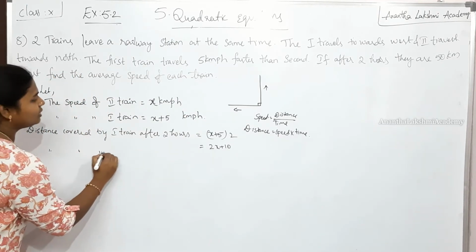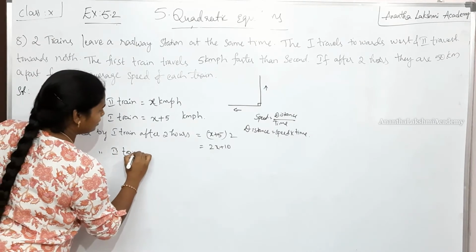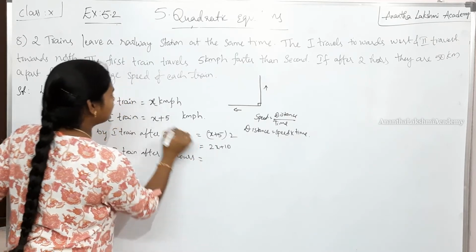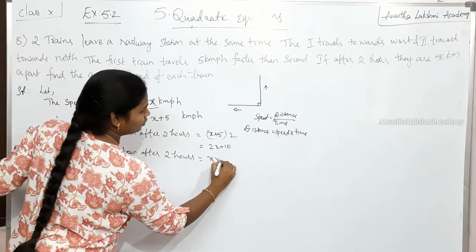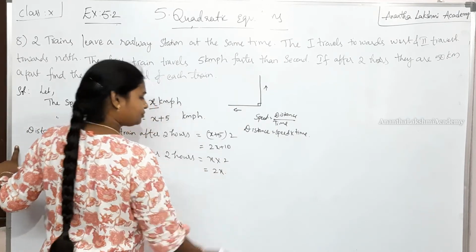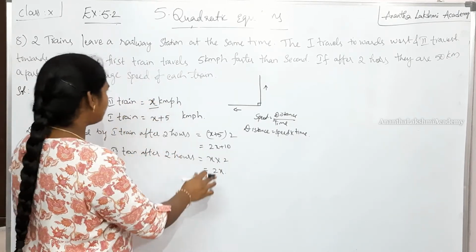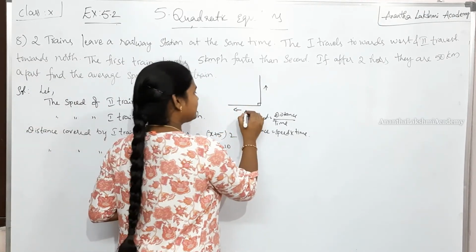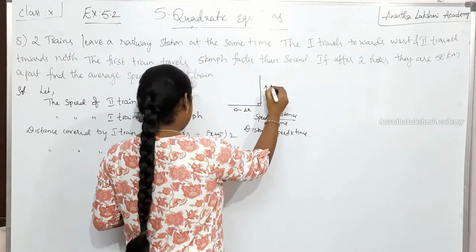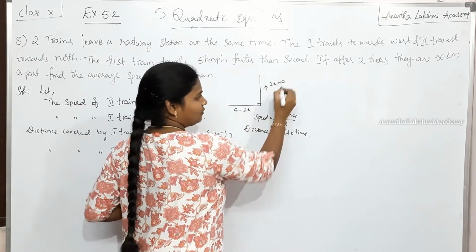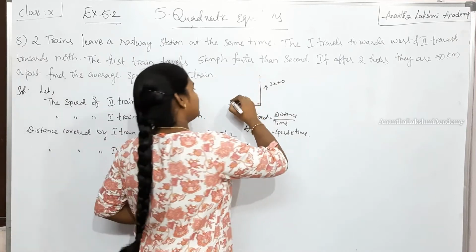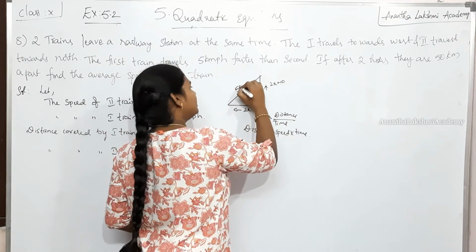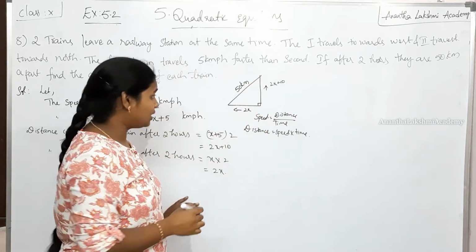Likewise, distance covered by second train after 2 hours is equal to speed X into 2, which is nothing but 2x. So the distance covered by the first train, which is the train going towards west, is 2x plus 10, and the distance covered by the second is 2x after 2 hours. This is going this way, this is going this way, and they are 50 kilometers apart. The hypotenuse is 50 kilometers.